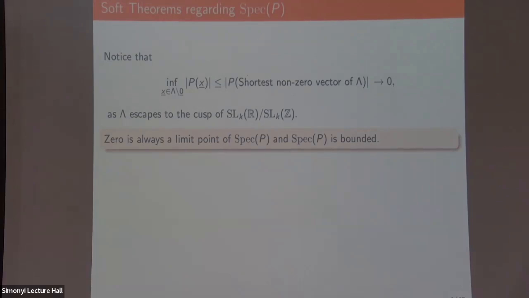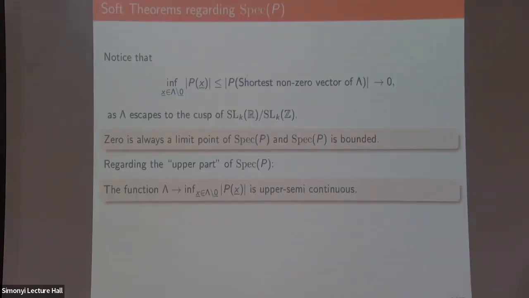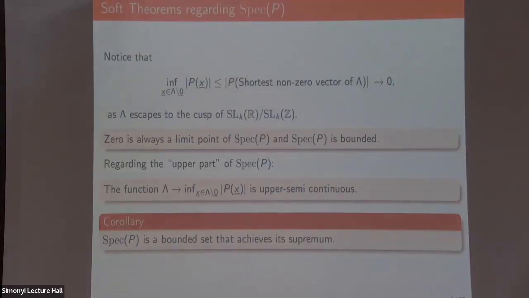And also the spectrum of p is bounded because the polynomial is continuous and at a neighborhood of the cusp, it goes very close to 0. Okay, so it's a bounded set. What else do we know? So regarding the right part, the upper part of the spectrum, this function going from the lattice to this lambda 1 eigenvalue is easily shown to be upper semi-continuous. So what we obtain from that is that the spectrum always attains its maximum. So it might be open on the left, it might not contain 0, but it always contains its maximum. Okay, are there any questions so far about the definitions?